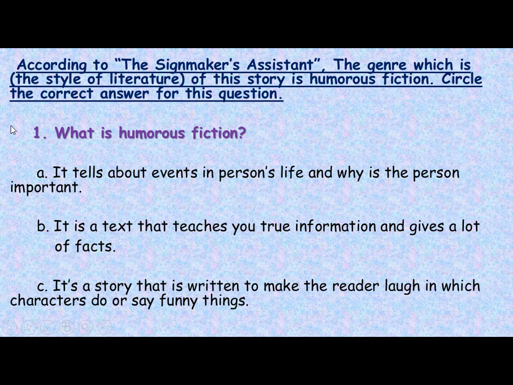According to the Signmaker's Assistant, the genre, which is the style of literature of this story, is humorous fiction. Circle the correct answer for this question. What is humorous fiction? A. It tells about events in a person's life and why the person is important. B. It is a text that teaches you true information and gives a lot of facts. Or is it C? It is a story that is written to make the reader laugh, in which characters do or say funny things.